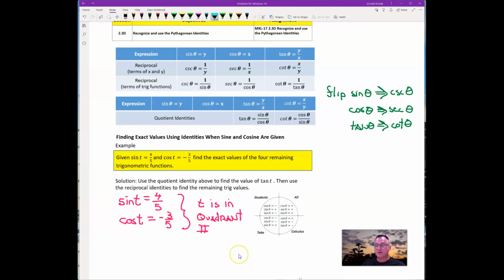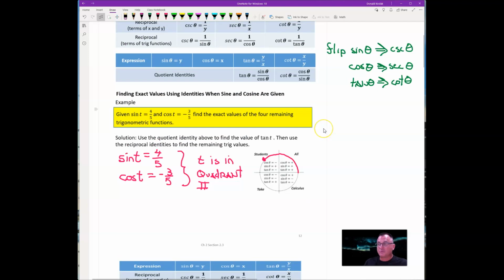So that's how I know when I wrap t around this, when I take a number line and I wrap it around the unit circle, or the circle here, it's going to end somewhere in quadrant 2. Now the question is, if you just know these two things, how do you find out the other remaining trig values? Okay, well, let's start with the ones that are real simple, the reciprocals.